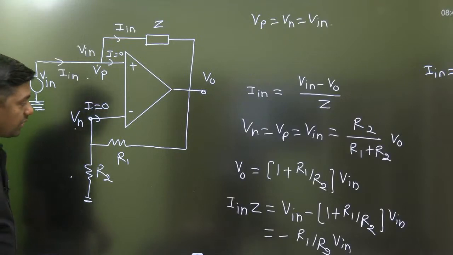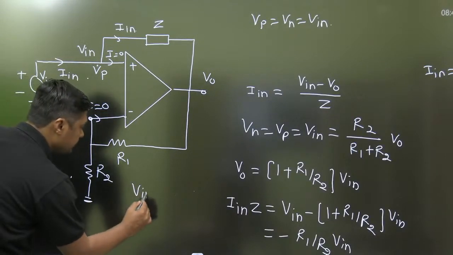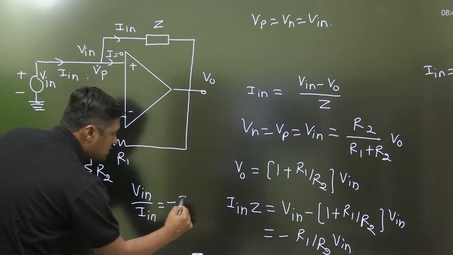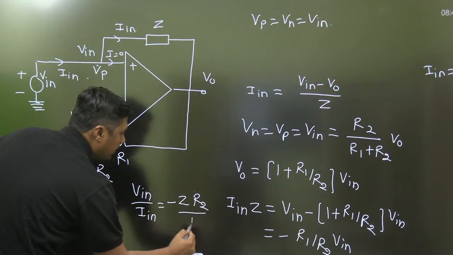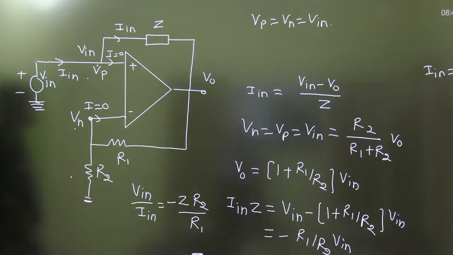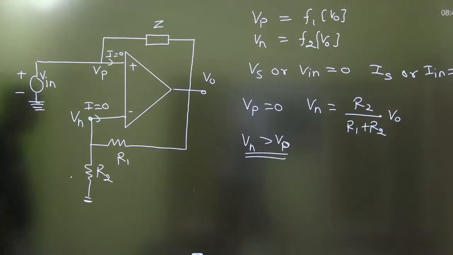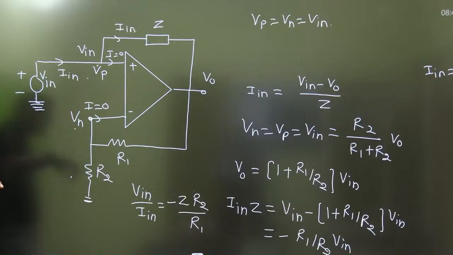So what is the Vin by Iin? Minus Z R2 by R1. Check my calculation. Minus Z R2 by R1, or R1 by R2. Please check my answer calculation. So that is the method, that is the simple method. R2 by R1 plus R2. Yes, up to this point everything is fine.